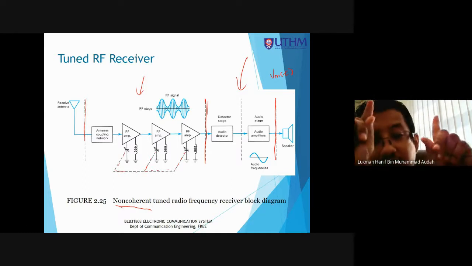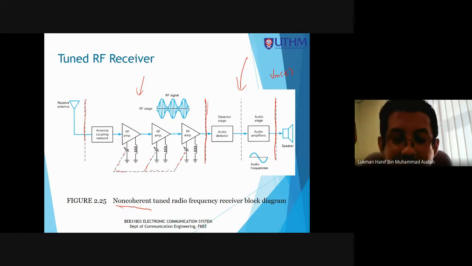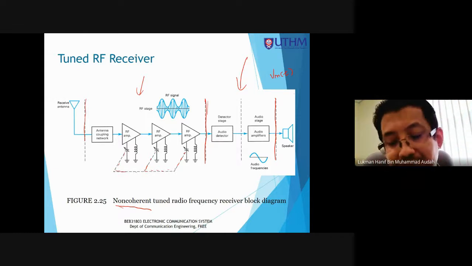So that's what it means by non-coherent. And you will see after this, for coherent receiver, selepas ini ditunjukkan coherent receiver. Nanti you lihat perbezaan dia.